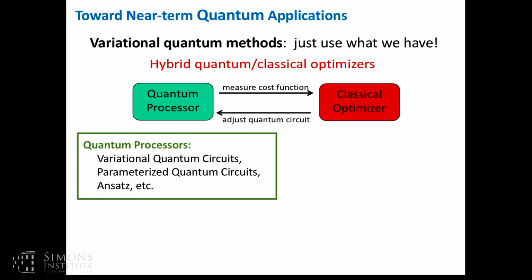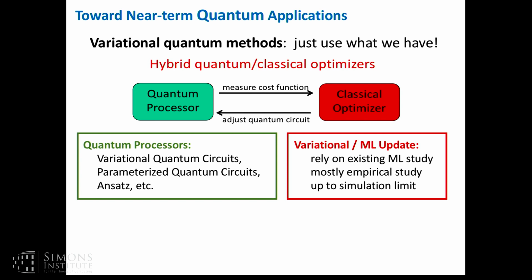And you try to solve some problem through this kind of interaction with a classical optimizer, which is very much like a variational method in the classical sense, or maybe just like machine learning problems, because they're also variational. Depending on the feedback from the quantum processor, I can try to optimize that.